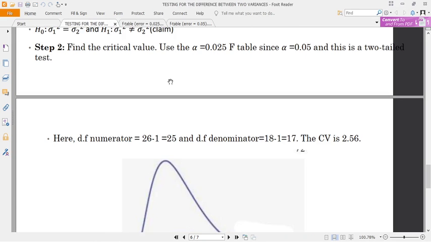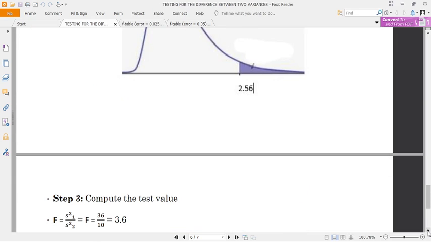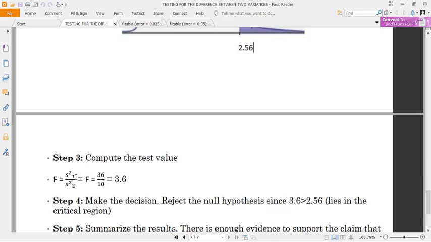So now we look for the test value. Remember, our test value is the variance of the numerator over the variance of the denominator, and the numerator is always the larger variance, and the denominator is the smaller variance. So our F value will be 3.6. So now we make a decision.